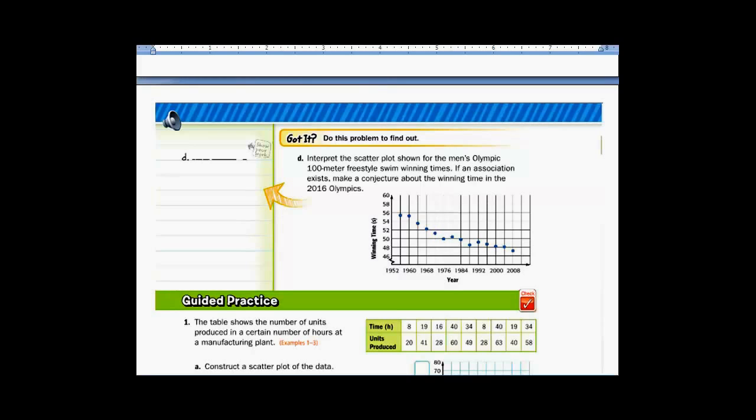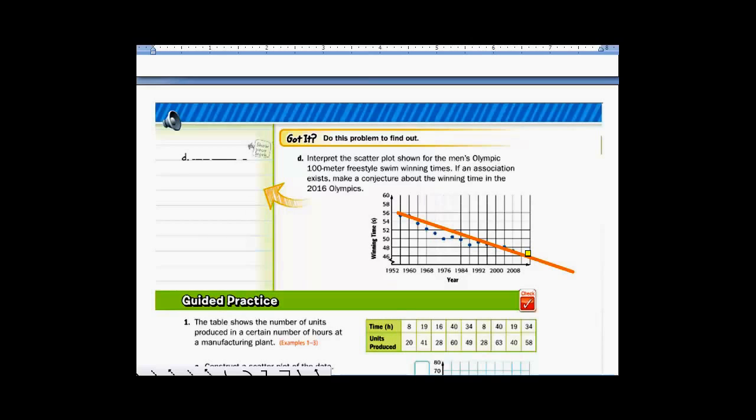So let's get our line back out there. Actually, I could probably take this line. The year 2016 is about right here. So what would it say that is? I don't know, maybe 47, 46 and a half, somewhere in there.